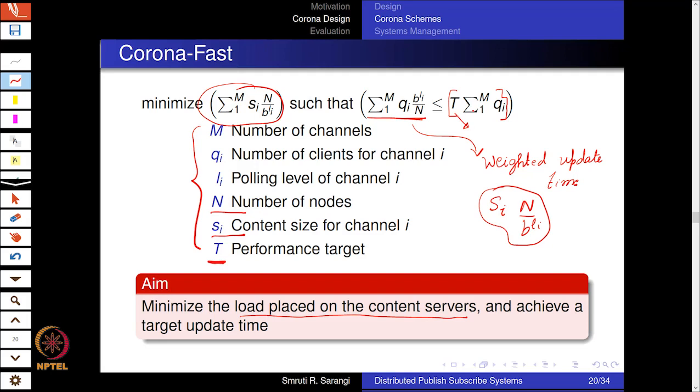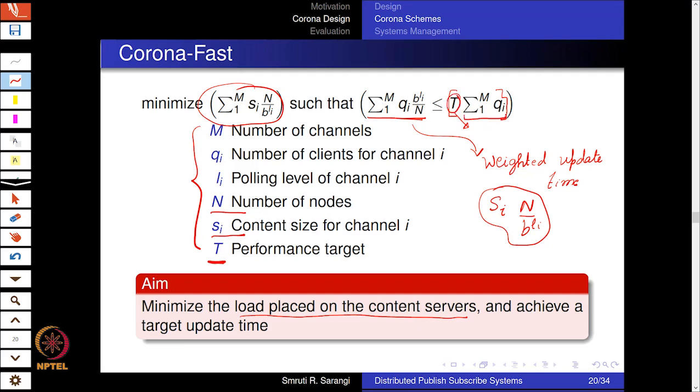Of course, the update time should be a function of the total number of clients, because as the number of clients increases, that places a higher load. And here what we are saying is that if the total number of clients is increasing, then the system is expected to be less responsive. The update time should increase, and that's getting captured over here. And T is just a factor for normalization.